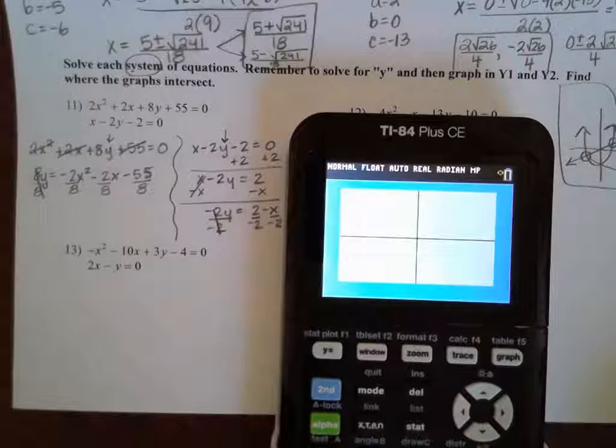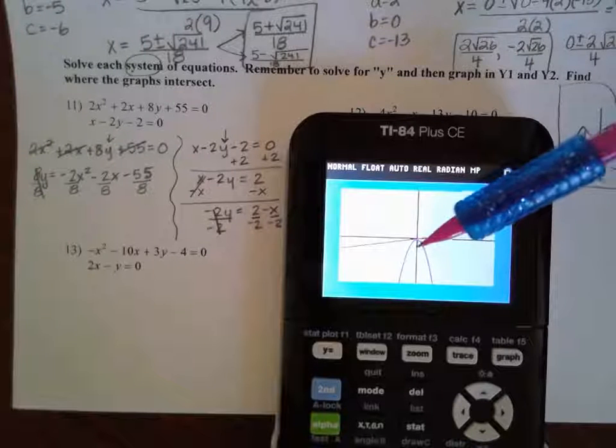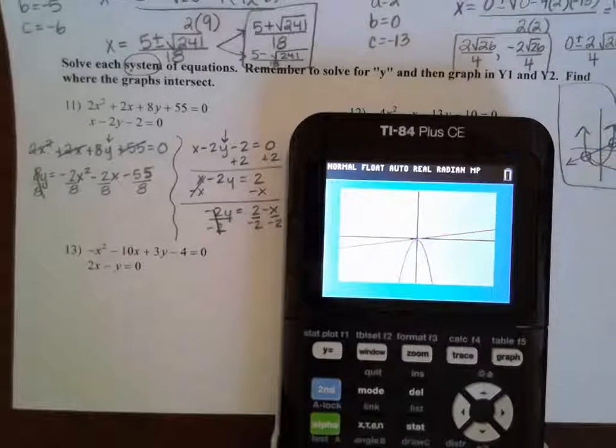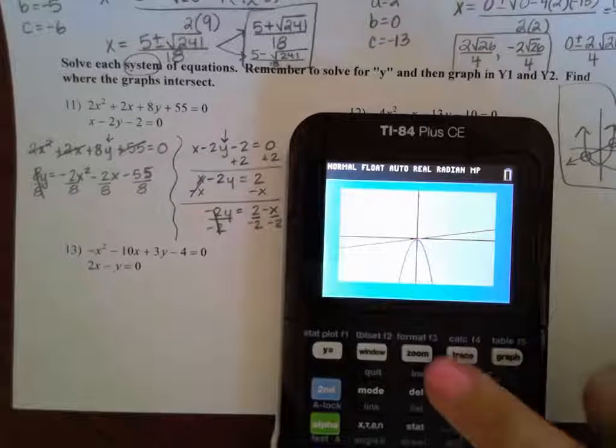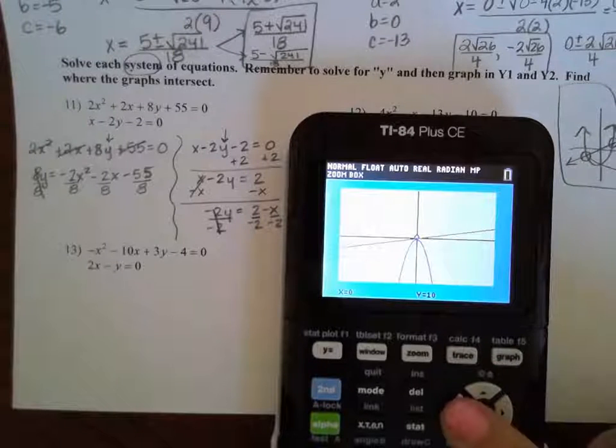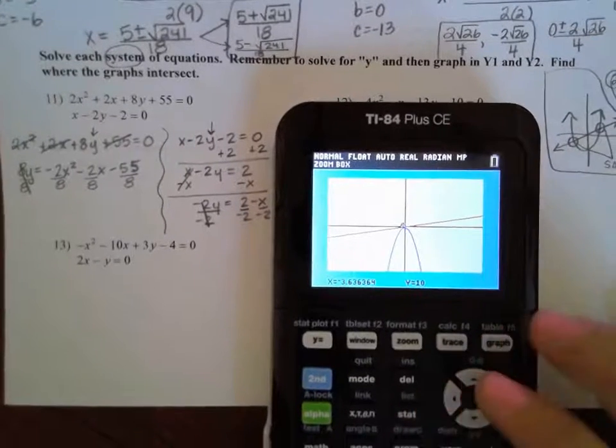And I might need to do zoom standard on this because, oh, well, maybe not. There's my parabola. Let's see if we can find the other line. There's the line. Okay, so it's just taking a long time. It looks like these two are going to intersect right there, but I don't know for sure. Let's see. So here's something cool that I can show you how to do. Zoom, and then choose zoom box, and you arrow over.